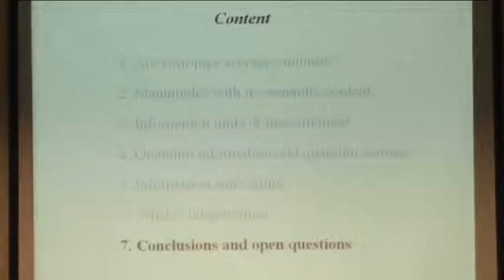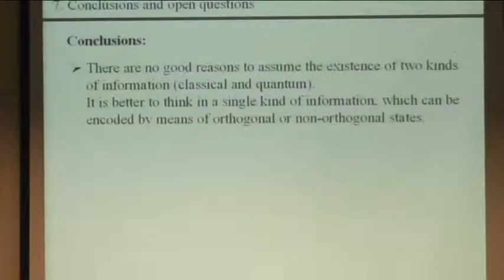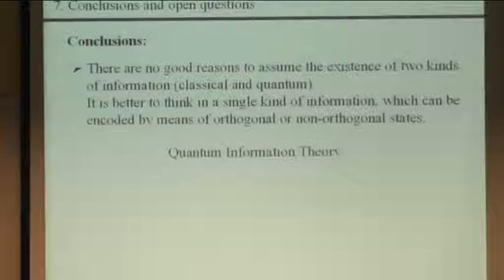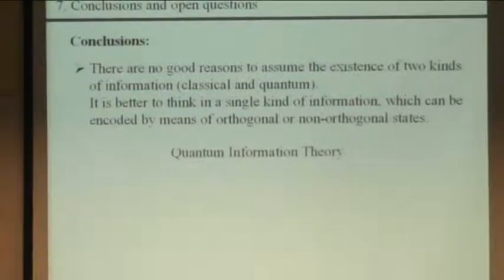So now we have some conclusions and open questions. When we see all this in perspective, our conclusion is that there are no good reasons to assume the existence of really two kinds of information. It is better to think that there is one kind of information that can be coded in two different ways by means of orthogonal or non-orthogonal states. Of course, there is something called quantum information theory. This exists, and it makes sense. It is a very active field.